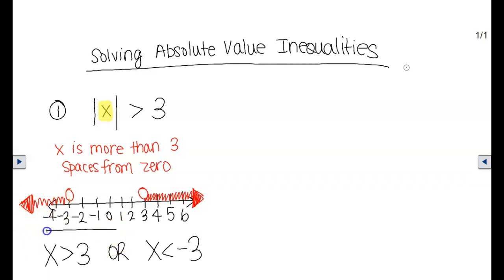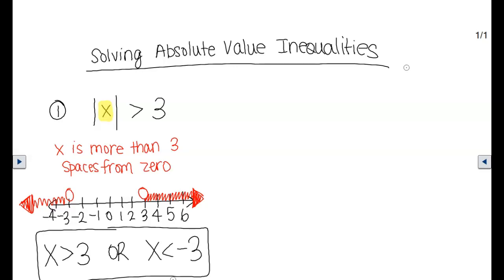So this would be the solution for the absolute value of x is greater than 3. x is more than 3 spaces away from 0. If I want x to be more than 3 spaces away from 0, then x has to be greater than 3. It has to be above 3, or x has to be less than -3. It has to be below -3. Those are the numbers that are more than 3 spaces away from 0. So this would be my solution. Now, hopefully that makes sense.